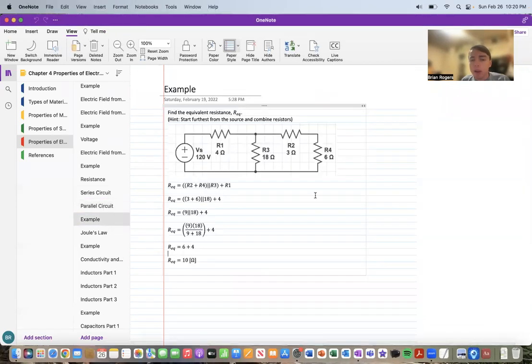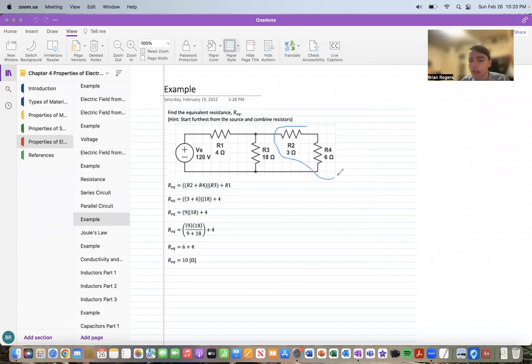For this example, we have to find the equivalent resistance. The biggest tip is to start furthest from the source. My source is over here, so I'm going to start on the right-hand side, and I'm going to combine these 2 resistors right here. They're in series with one another because they only share one node. So R2 plus R4, 3 plus 6 ohms, gives me 9 ohms.